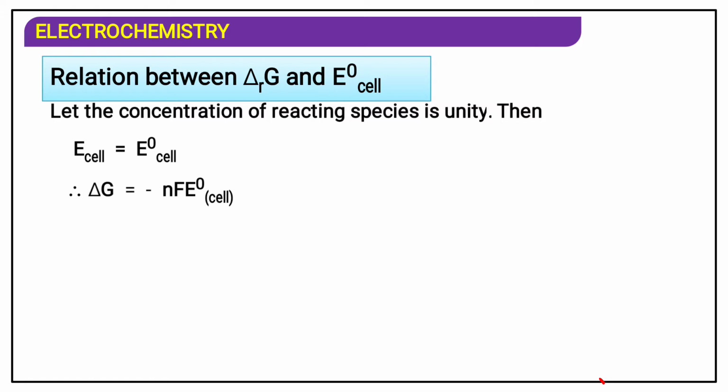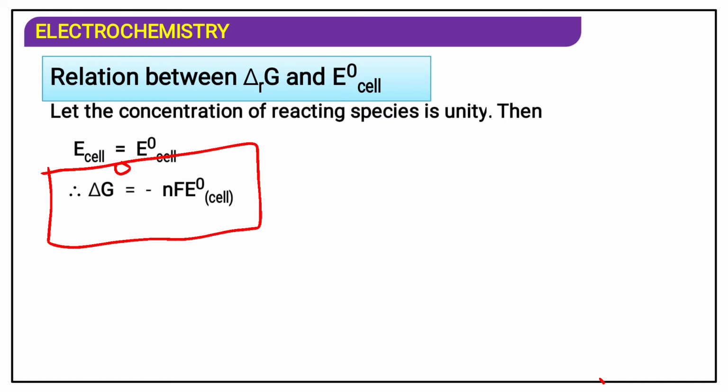So this is the expression. Delta G naught is equal to minus nF E naught cell. In this, delta G naught is nothing but the Gibbs free energy. If you go in depth, it is the standard Gibbs free energy. What is n here? n is the number of electrons involved in this process.